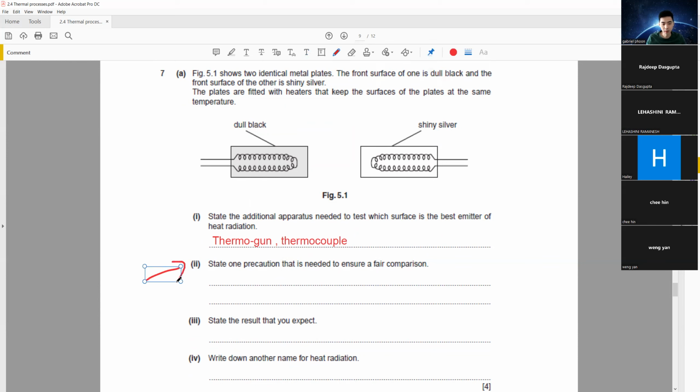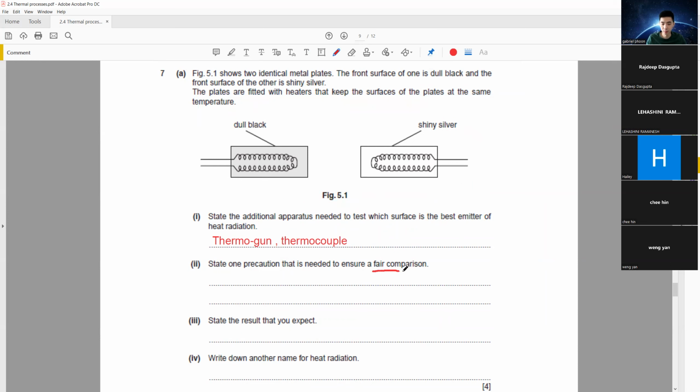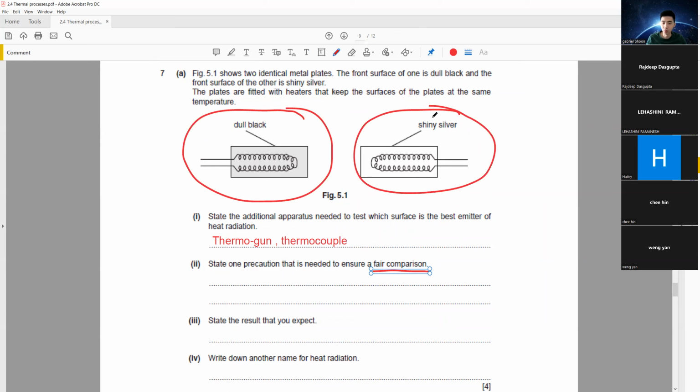Now, this is quite a thematic question, guys. I mean to say, every time there are these kinds of heat questions, these kinds of questions will usually pop up. I want you guys to always remember that when you're dealing with anything that is hot, in order to make sure that this experiment is a fair comparison, we must ensure that the conditions are the same. For example, if I measure this dull black in a room without wind, then I must measure this shiny white in a room without wind.